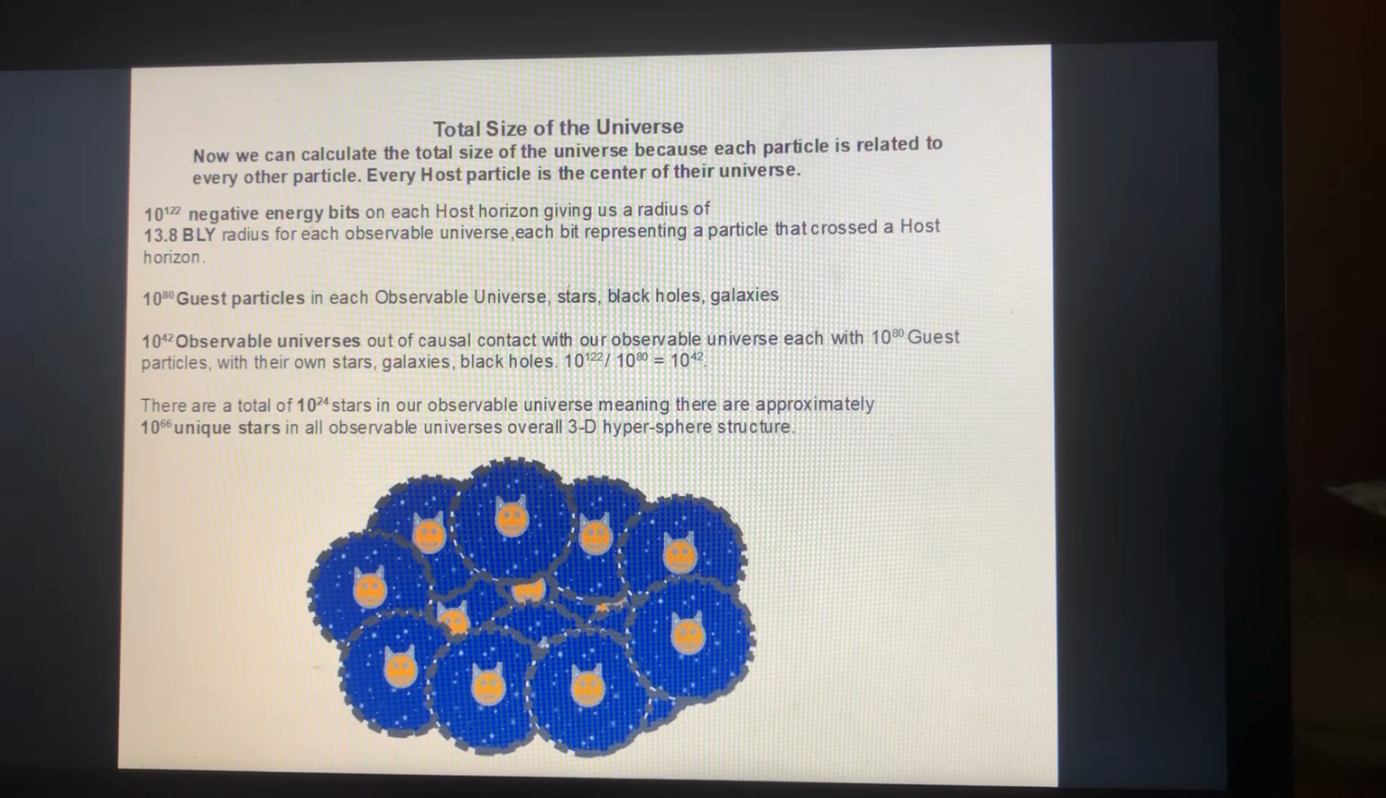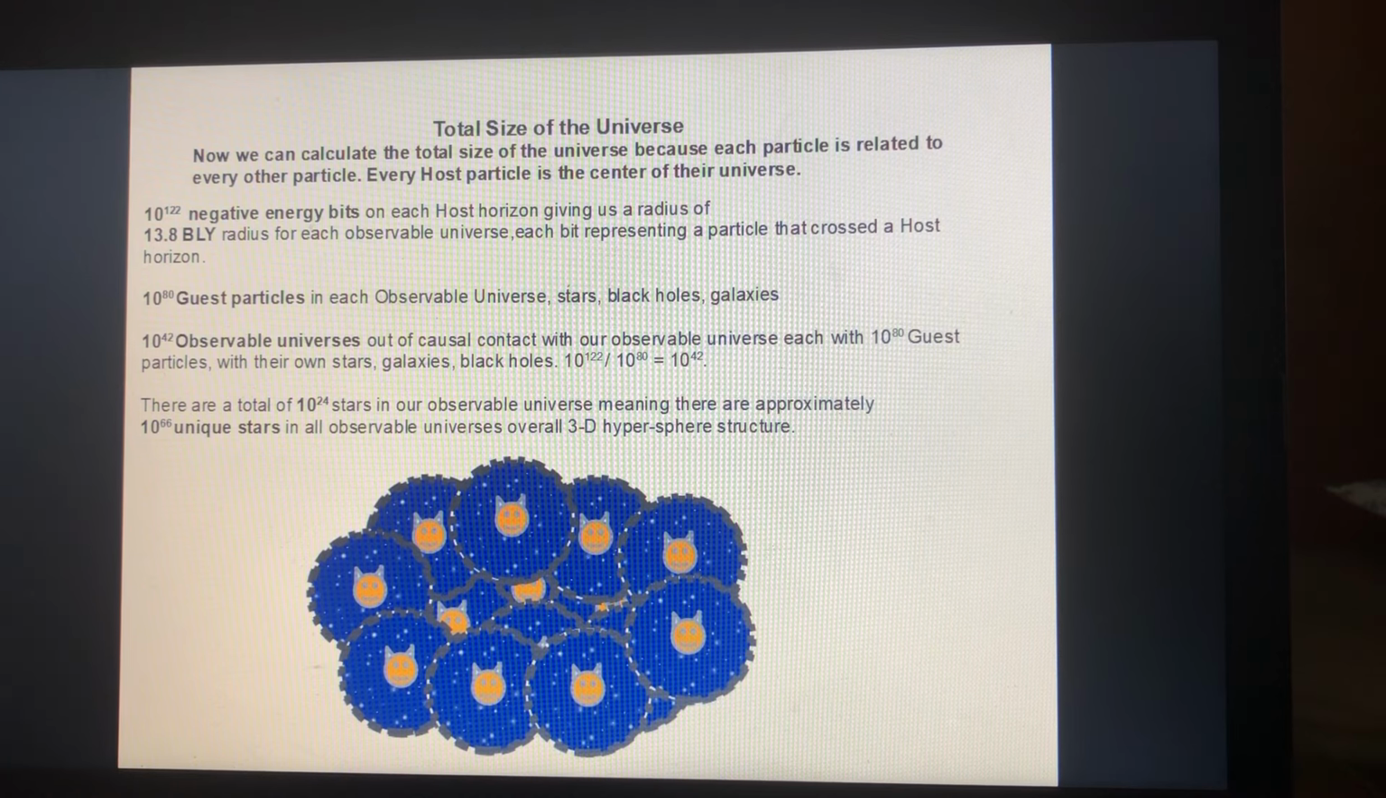And now we can calculate the total size of the universe. We had 10 to the 122 negative energy bits on each host horizon, giving us a radius of 13.8 billion light years. We have 10 to the 80 guest particles in each observable universe: stars, black holes, galaxies, you, me. So that means there are 10 to the 42 observable universes out of causal contact with our observable universe, each with 10 to the 80 guest particles in their own universe, each with their own stars, galaxies, black holes. So you can see it's 10 to the 122 divided by 10 to the 80 equals 10 to the 42. And since there are a total of 10 to the 24 stars in our observable universe, that means there are approximately 10 to the 66 unique stars in all observable universes in the overall 3D hyperstructure of the universe.